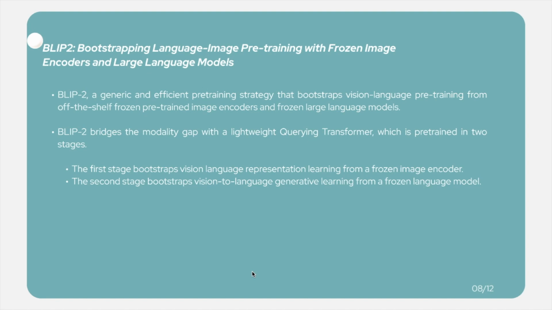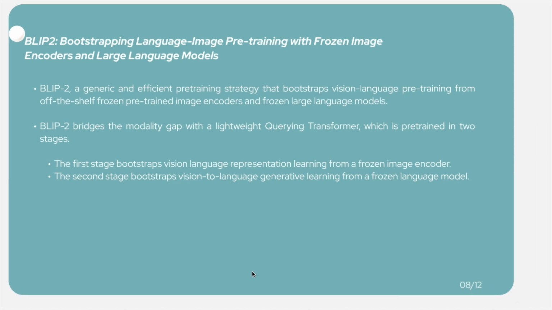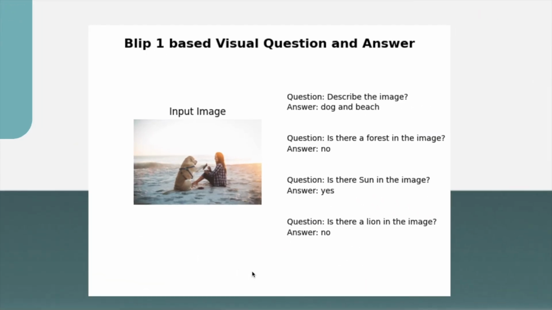So the visual question answering was experimented with BLIP 2, and we have also used the BLIP 1 based visual question answering that you can also see here. This is an input image, for example, and we have used this kind of question to train the BLIP model.